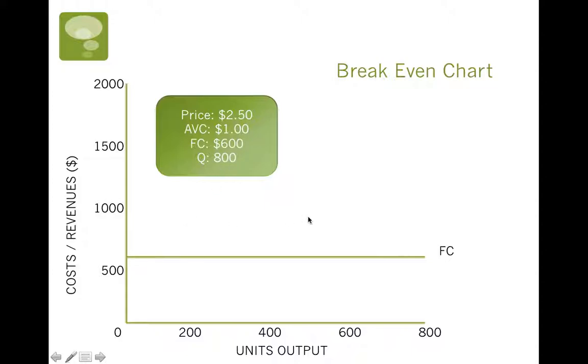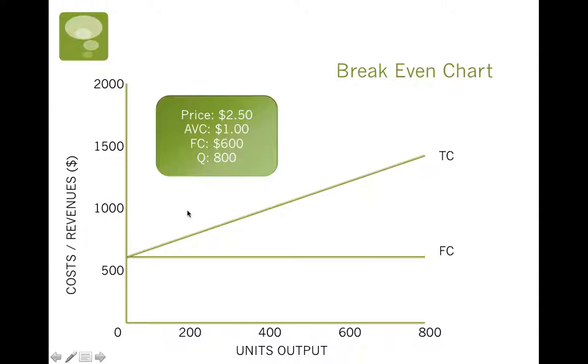So what is $800 more than the fixed costs? Well, 600 plus 800 is 1400. So I'm expecting my total cost line to come just underneath here on this line as so. Okay, here's my total cost line.